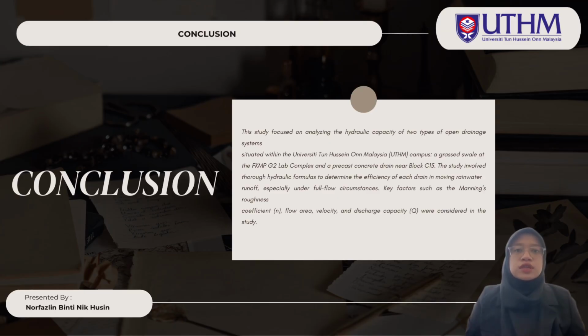For the conclusion, the study focused on analyzing the hydraulic capacity of two types of open drainage systems situated within the Universiti Tun Hussein Onn campus: a grassed swale at the FKMP G2 lab complex and a precast concrete drain near block C15. The study involved 12 hydraulic formulas to determine the efficiency of each drain in moving rainwater runoff, especially under full flow circumstances. Key factors such as the Manning's roughness coefficient, which is N, the flow area, velocity, and discharge capacity, which is Q, were considered in the study.